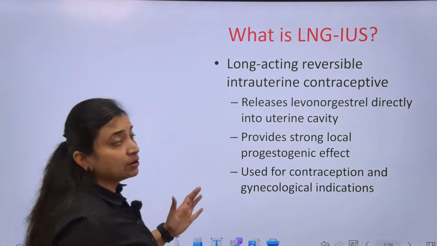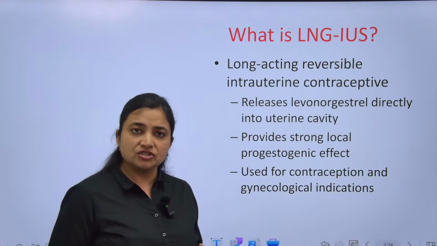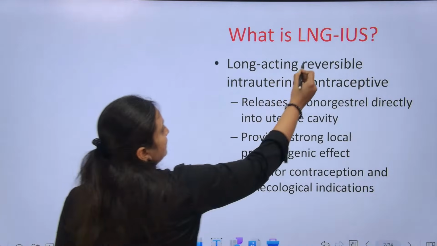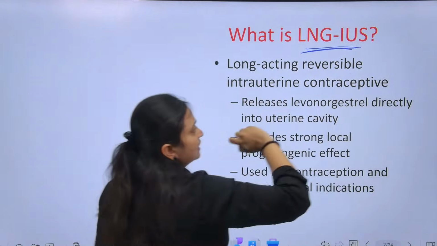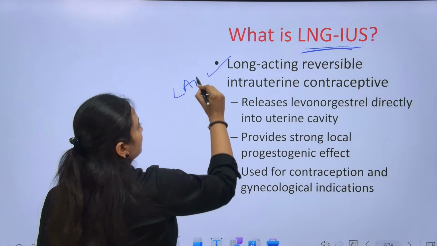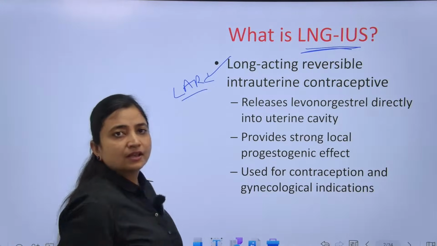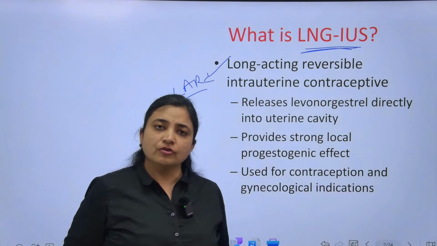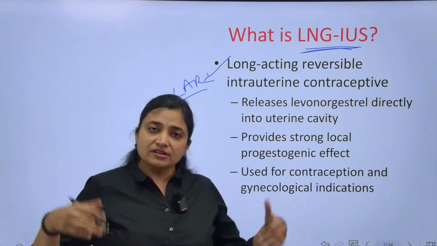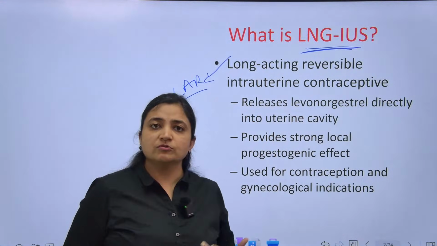Now we will study it systematically. It will cover your concepts, your theory lectures, your MCQs, viva also. So what is LNG-IUS? If somebody asks you what is LNG-IUS, mainly it was devised as a LARC. What is LARC? Long acting reversible contraceptive. So coming to the new generation of contraceptives where we want a one-time installation and a long-time reversible action, subdermal implants and LNG-IUS were the options.